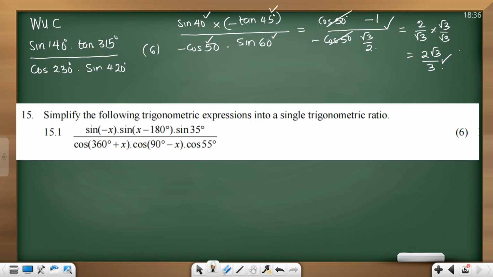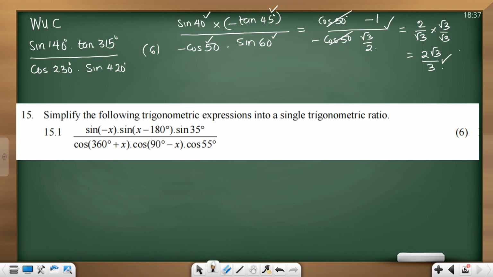Don't forget your co-functions. So every time you change your special angles, they believe you are writing it from your head, so they give you a mark. Yeah, so no one's fault, so take advantage of it. Guys, let's simplify this one. Hello, somebody wants to say something there?